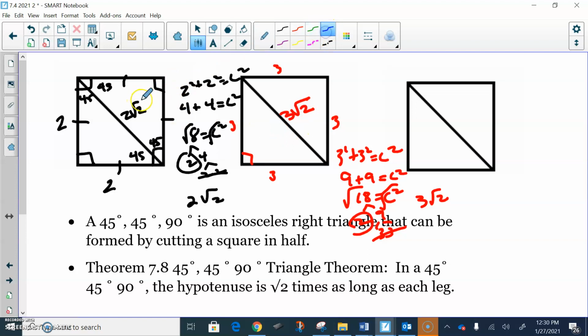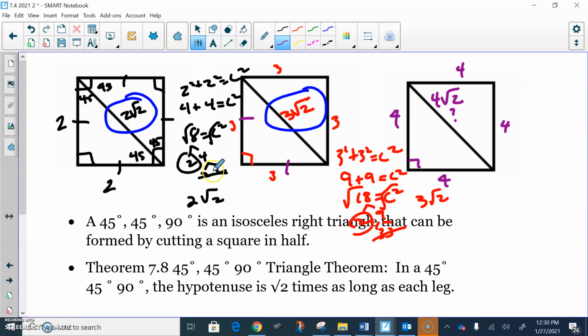So I'm thinking right now you can probably see the shortcut. The length of the diagonal, or the hypotenuse of the 45-45-90 triangle, is the length of the side times the square root of 2. So without doing the math, if I told you the sides of the last one are all 4, and I ask you what would be the length of the hypotenuse, or the diagonal, you could immediately tell me it's 4 root 2. And that's what it's telling us down here. A 45-45-90 triangle is an isosceles right triangle that can be formed by cutting a square in half, which is what we did. And the shortcut is that the hypotenuse is the square root of 2 times as long as each leg, and that's what we just discovered.